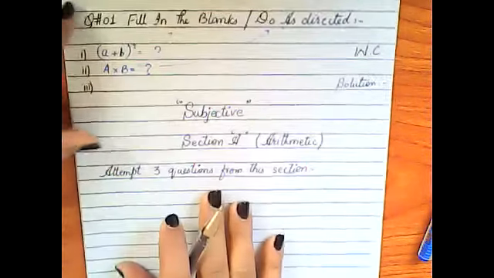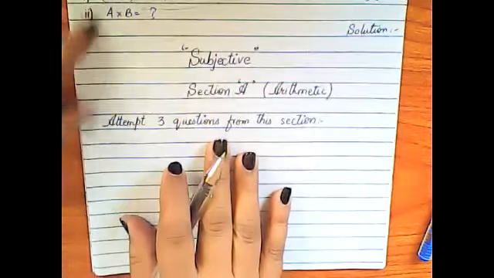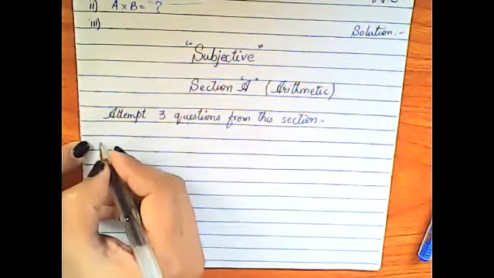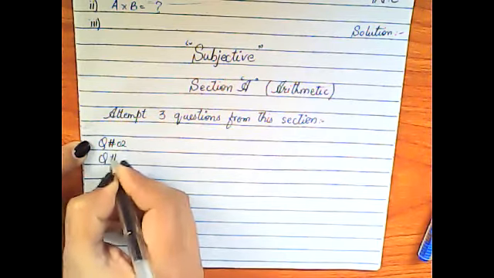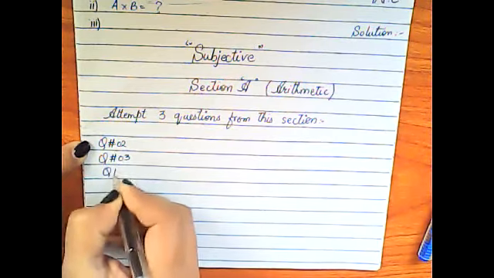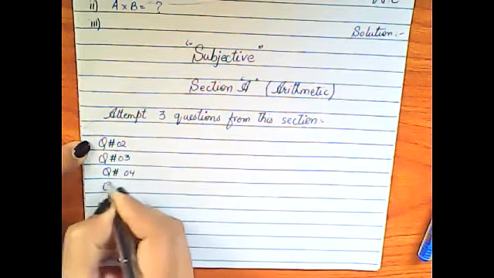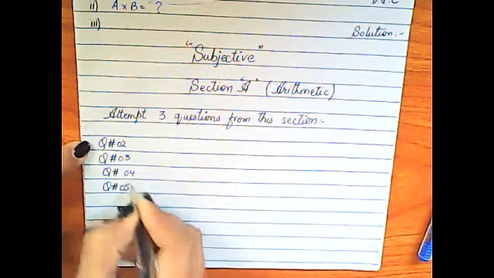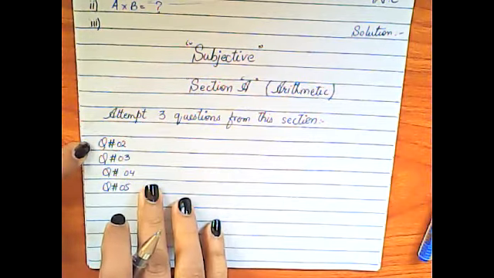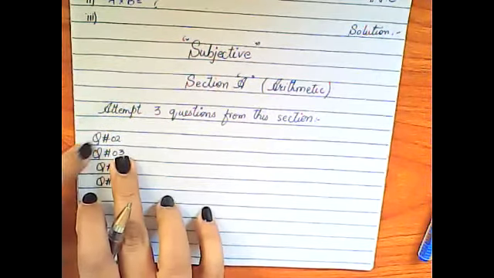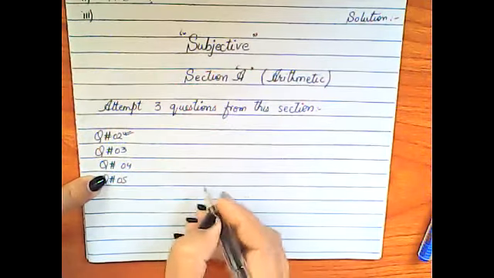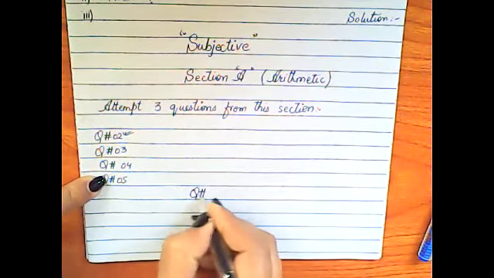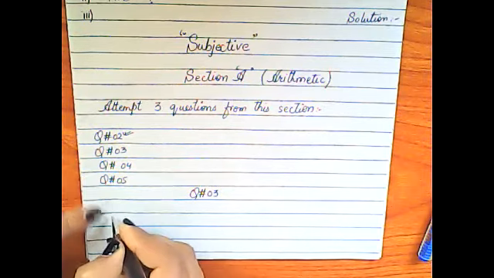Just suppose your question number one was fill in the blank, so we will start your question number two from here. So you have question number two, question number three, question number four, question number five, and so on. Obviously there will be choices there. So if you're going to attempt question number three and skip question number two, simply write here question number three and then attempt your answer.